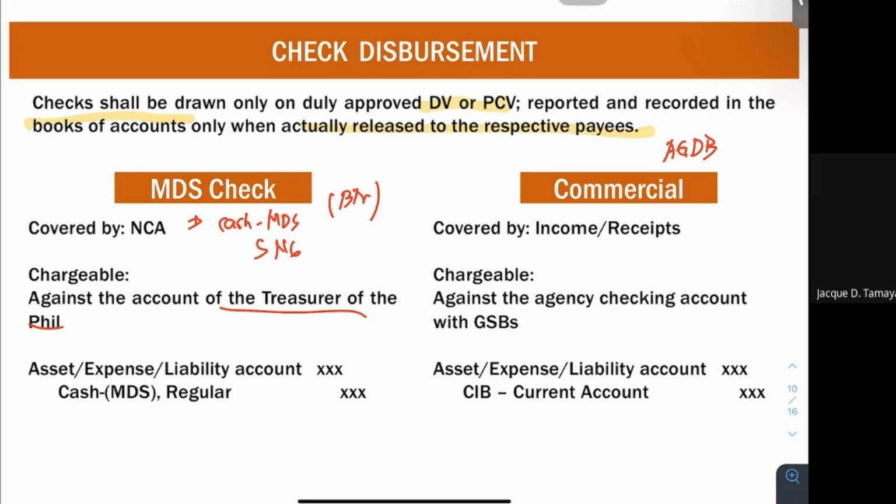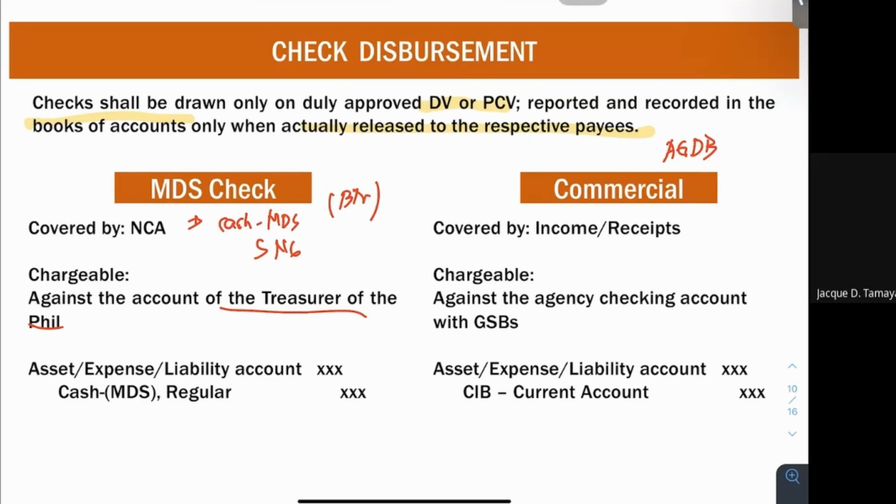Now, how about your commercial check? Where do we charge it? We charge it against the agency checking account with, of course, your servicing bank. So whichever government servicing bank that is. Okay. And how do we record it? We debit the asset, expense, or liability, and we credit your cash and bank current account.